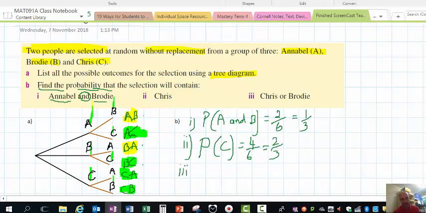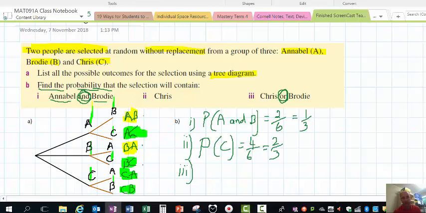Last one, we've got Chris or Brody. Now there's a difference between and or. So and we saw back in part 1, it has to be both. Doesn't matter about the order, but it has to be both, regardless of the order. This is or, not and. So it doesn't matter which one as long as it contains one of them, but it can be both as well. Alright, so let's have a look here.